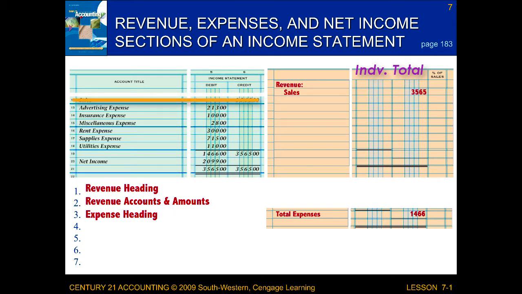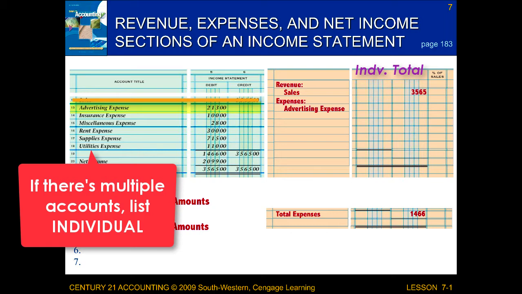So the next thing I have are all expenses. So I'm going to put the expense heading on my income statement. So I'm going to write expenses with a colon, and then I'm going to list out every single expense account and the amount. So the first expense account I see is advertising expense. So I'm going to copy that over, indented slightly. And then because I have multiple expenses, I'm going to list each one individually in the individual column. So advertising expense's individual amount was $213, so I'm going to place it individually, 213.